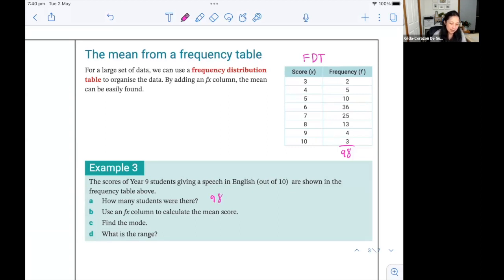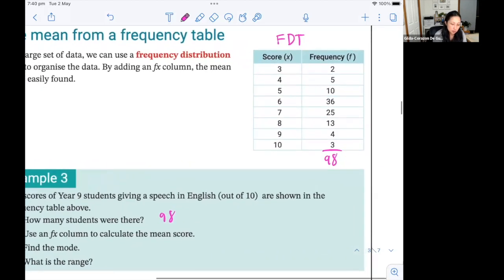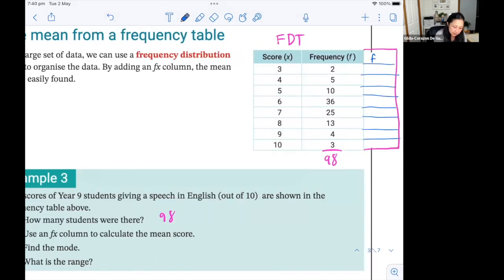Use an FX column to calculate the mean score. What does it mean to say an FX column? FX means F times X. So we would need to have another column here. FX means F times X. I usually want to write it as really F times X to remind myself that I need to multiply the frequency with a score, right?